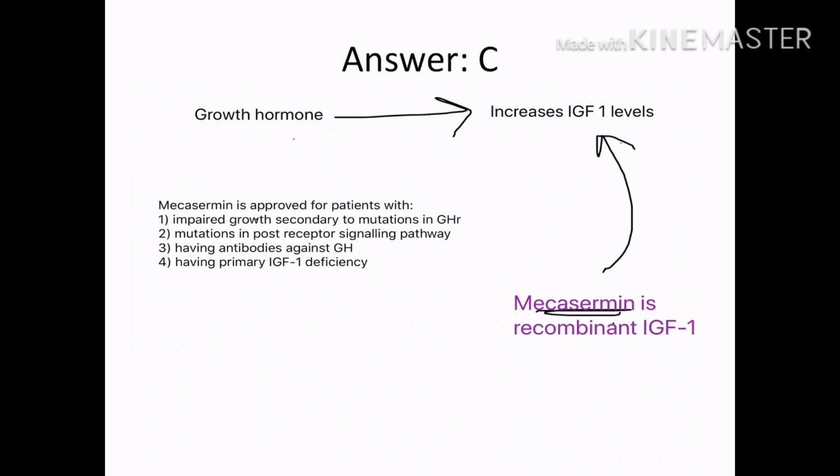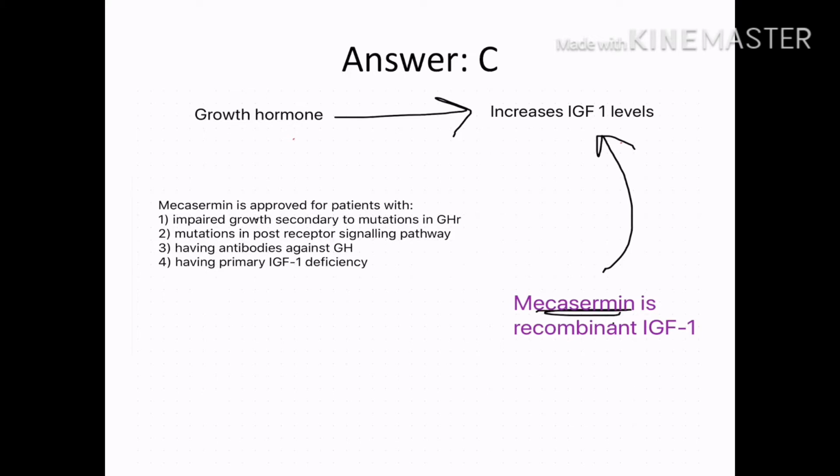Now, if you look here, you will see that growth hormone exerts its effects by increasing the level of IGF in the body. IGF is insulin-like growth factors. So the effects of growth hormone are mediated by this hormone. Mecosermin is a recombinant form of IGF.